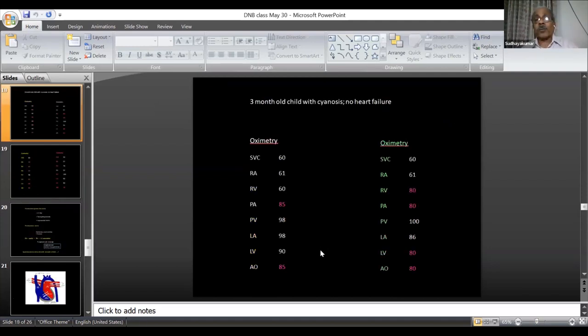Oximetry, I'll take the previous one. I'm just putting this up, I think you can see. First, compare the aortic and pulmonary artery. That is the first thing, to look for arteriovenous oxygen difference. In all situations, arteriovenous oxygen difference is very important.